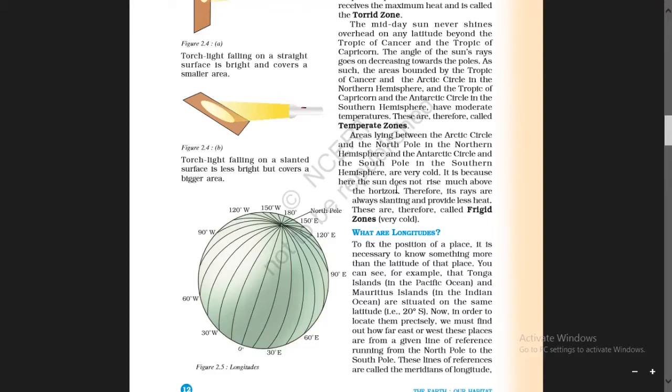See the sunrise, what we find here: the sun does not rise much above the horizon. Horizon means the line at which the earth's surface and the sky appear to meet. That is called the horizon. Therefore, its rays are always slanting and provide less heat.